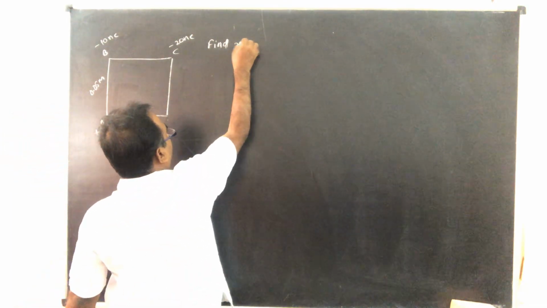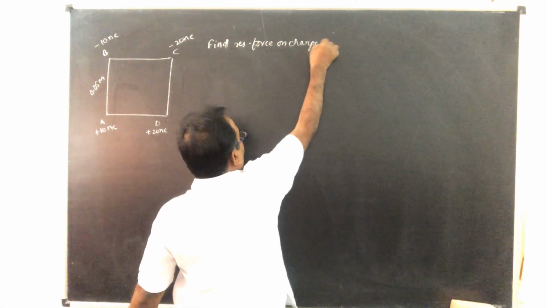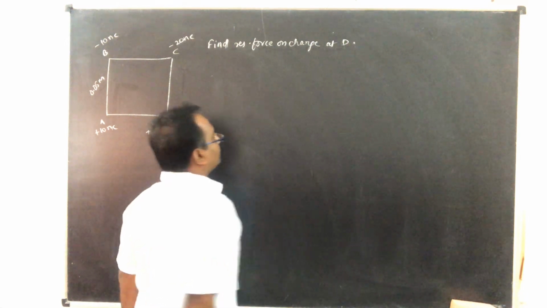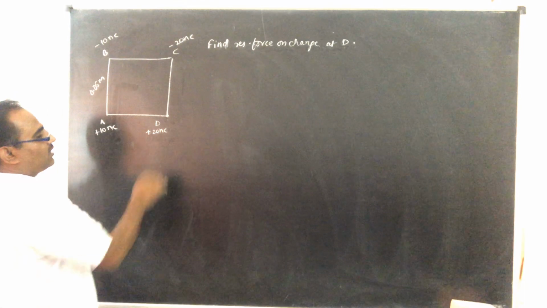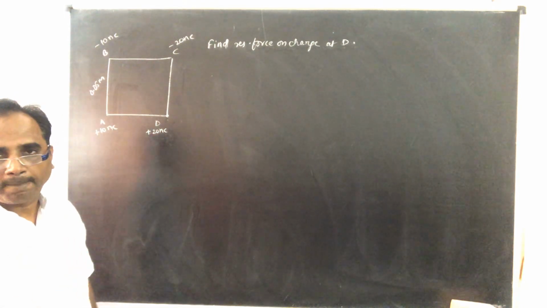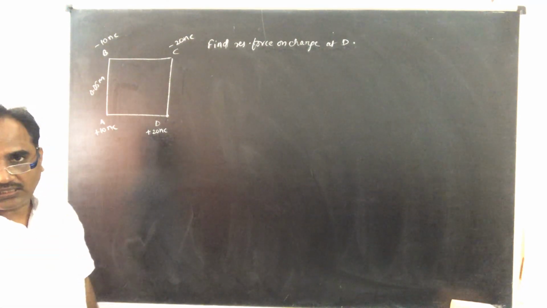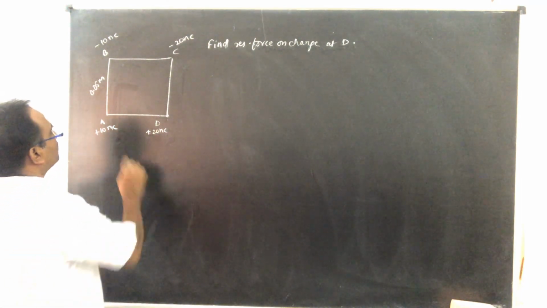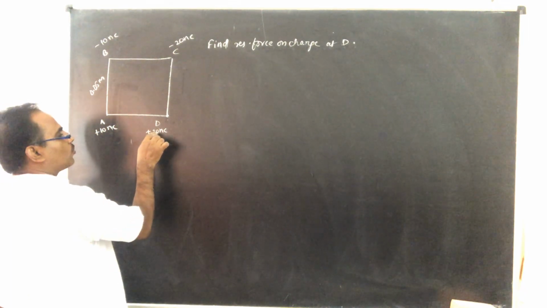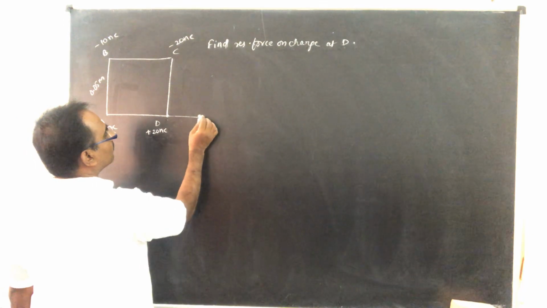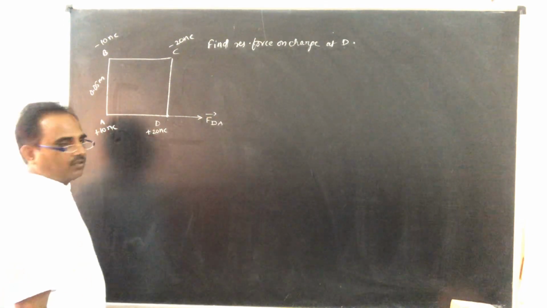Find the resultant force on charge at D. So on this charge, you have to find the resultant force. So first you represent the directions of various forces acting on the charge at D. See, this is a positive charge, this is a positive charge, therefore this positive charge tends to repel this one in this direction. So this is FDA, direction of FDA.